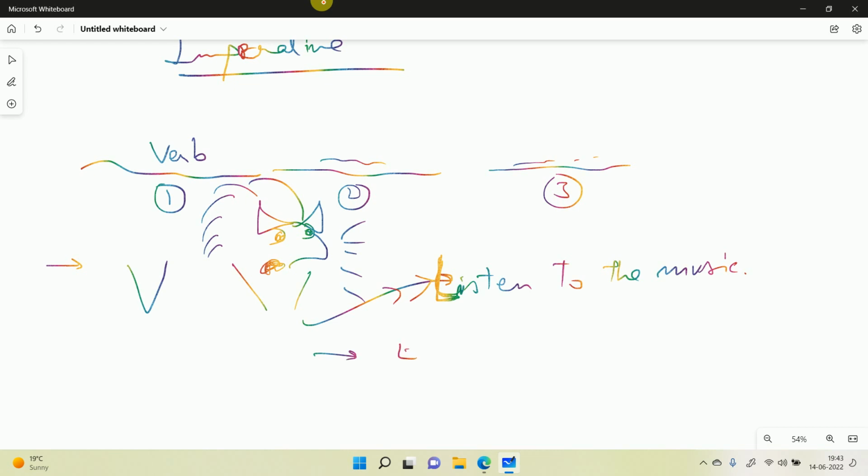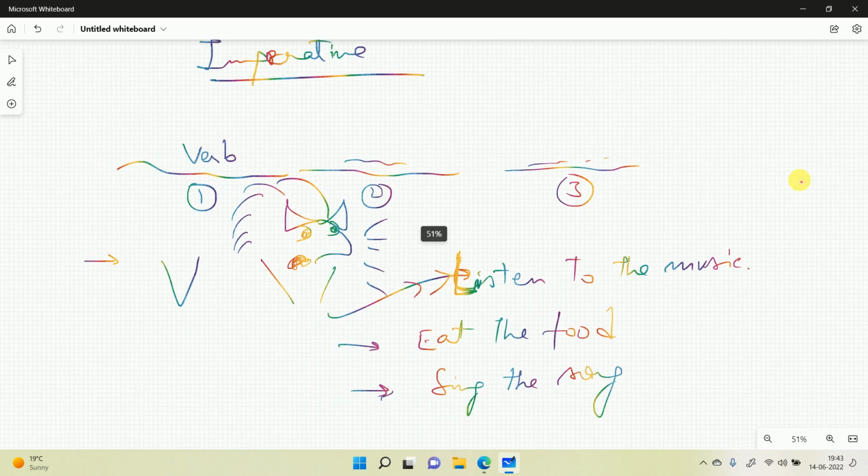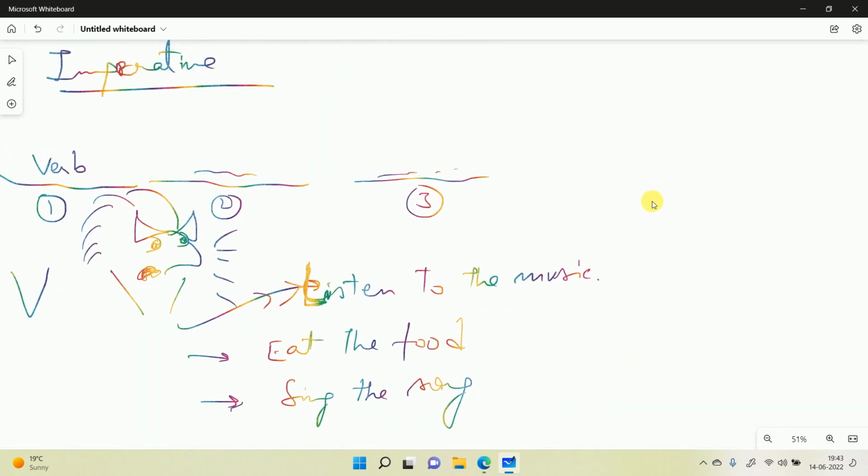Eat the food, or maybe let's say simply sing the song. So these are all instructions that somebody will be giving, may or may not be in an arrogant way, but there is definitely no please or such polite words. Also, listen to the music.